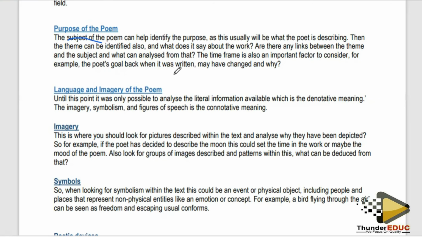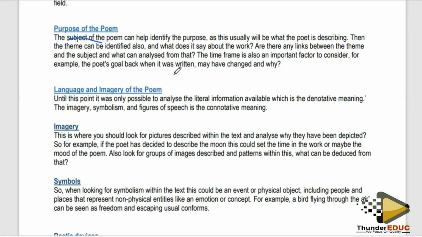Time frame is also an important factor to consider. For example, the poet's goal back when it was written may have changed, but why would it have changed? So those are the things that we're talking about when talking about the purpose of the poem. So we must be able to find these things.